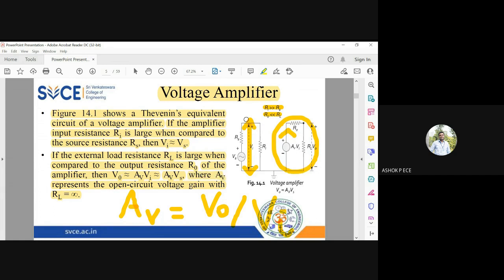So from the name of the amplifier, you should first write what parameter we are finding. From the parameter, I can identify what will come at the input side and what will come at the output side, and accordingly, I am going to write the explanation for the amplifier.